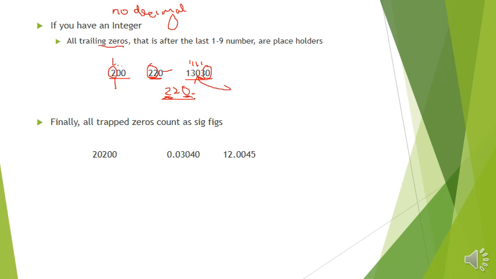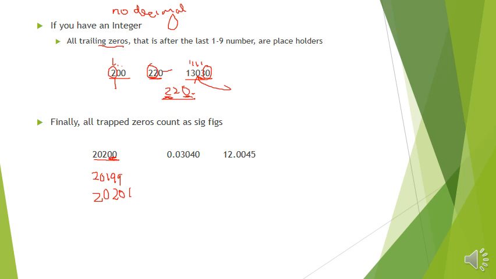So we'll look at the trap zeros here. So this is 20200. These last two zeros don't count. They just tell me how big this number is. It's in the 20,000s. But this 0 here tells me that my number is closer to 20,200 than 20,199 or 20,201.